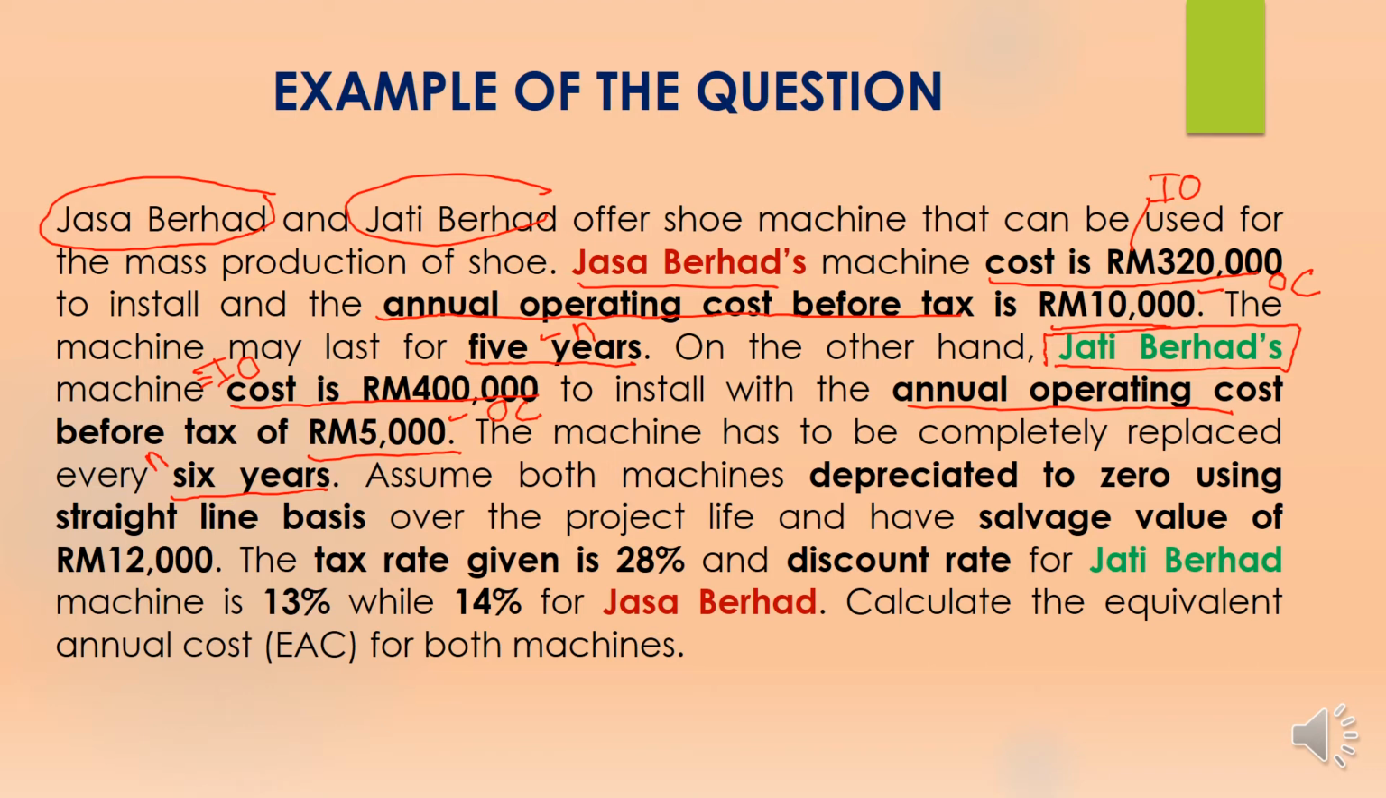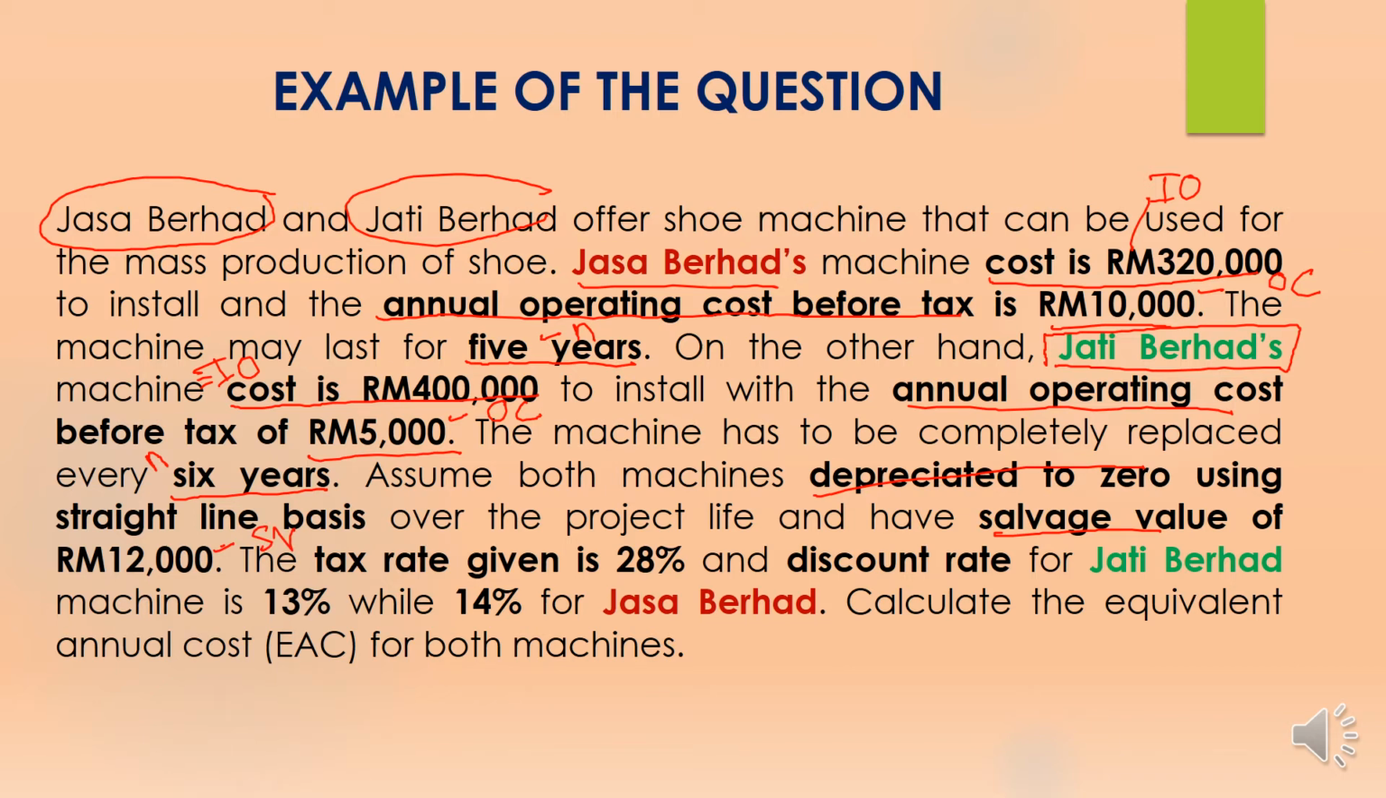Assume both machines are depreciated to zero using the straight line basis over the project life. So depreciated to zero using the straight line basis is the information regarding the depreciation. You need to calculate the depreciation value for both of the machines, and they have a salvage value of 12,000. So the salvage value of 12,000 here represents SV.